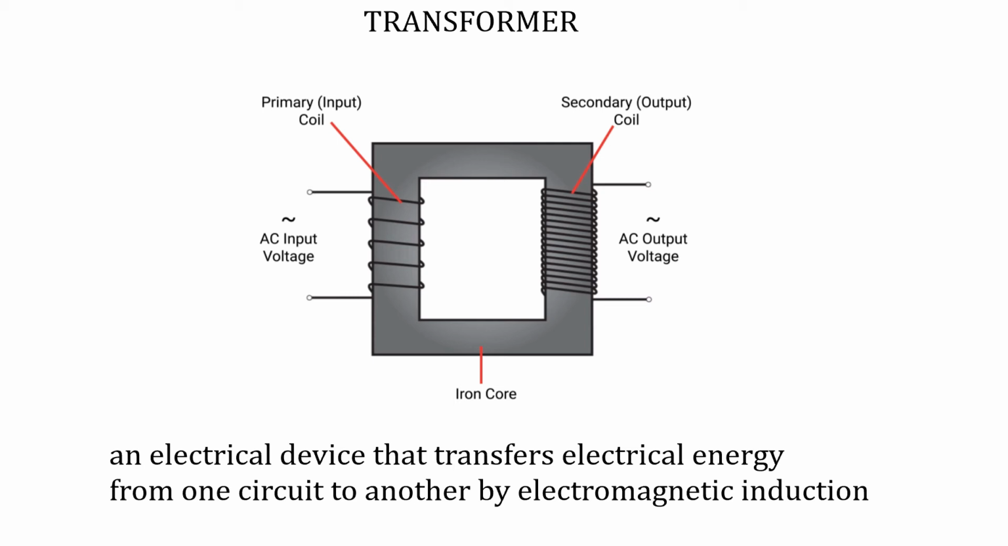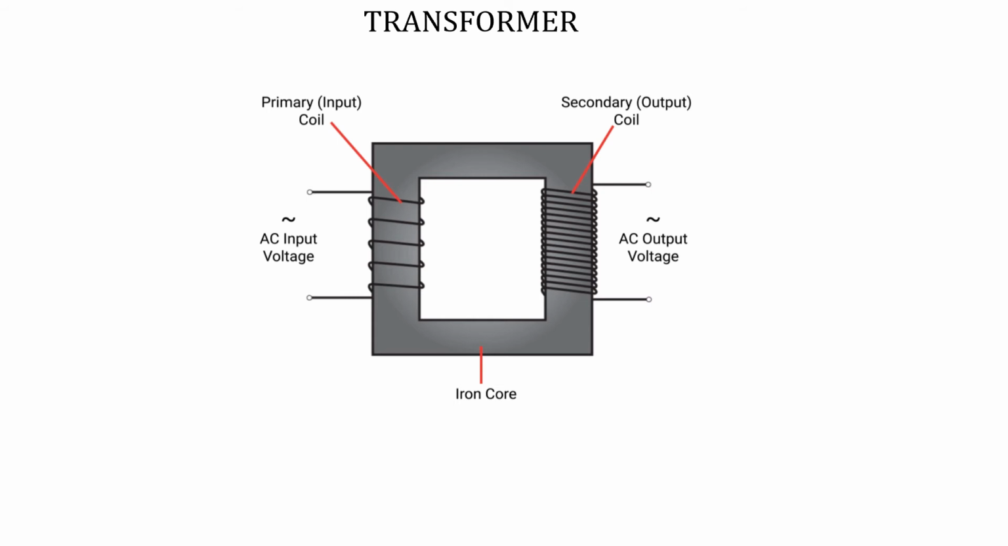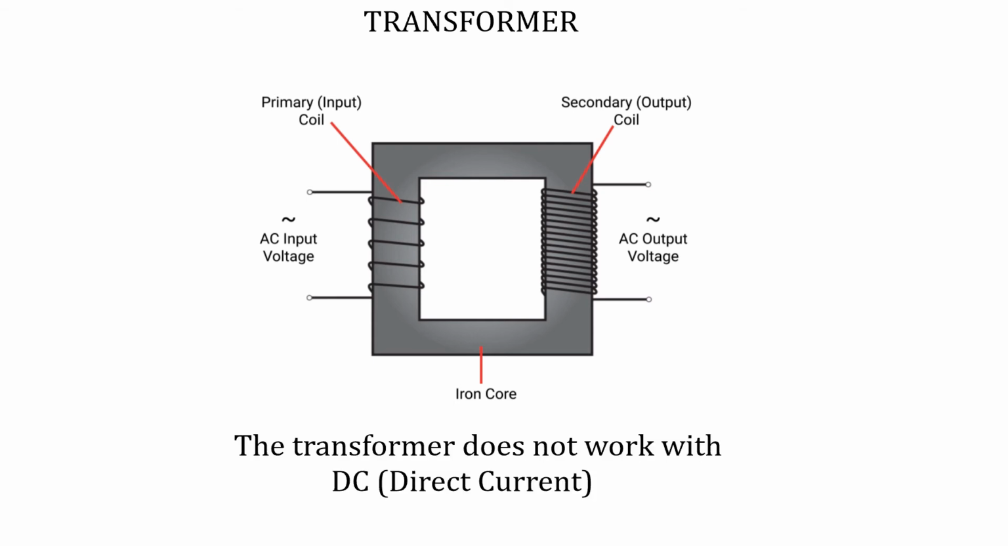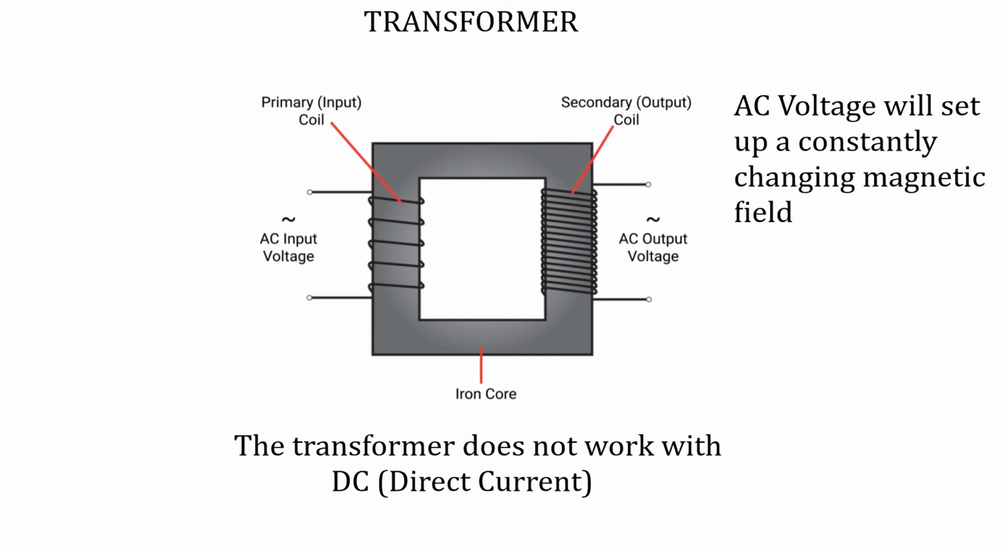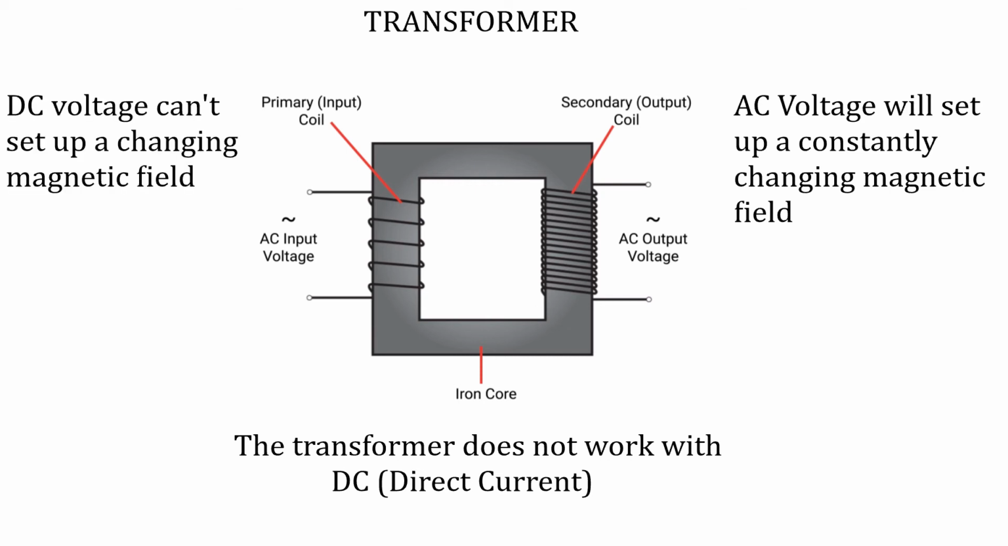It is important to note that the transformer works with AC, that is alternating current, not DC or direct current. An alternating voltage will set up a changing magnetic field which can constantly cut the secondary coil. Using direct current, the current will flow in only one direction, and as a result, the magnetic field that will be produced will be steady, not changing, and so there will be no interaction of the field lines with the secondary winding, and so no EMF will be induced.